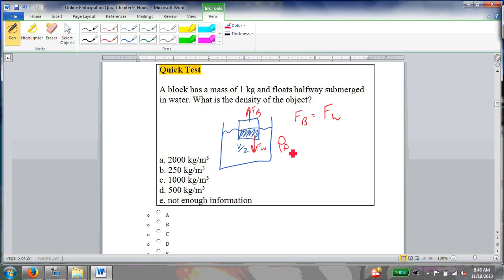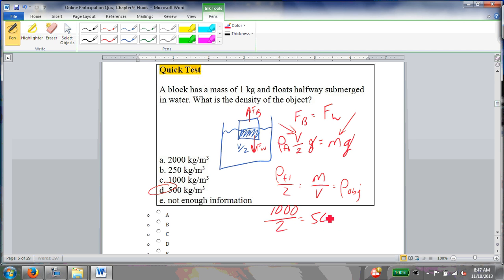F_B is the density of the fluid times the volume of the object divided by 2, because that's the volume that's submerged, times g, and that's equal to m times g. Notice my g's cancel. This is the mass of the block, and this is the volume of the block, so I can write this as the density of the fluid divided by 2 is equal to the mass over volume, and that's equal to the density of the object. So the density of this object is half the density of the fluid. This is water, so it's D, 500. It's 1,000, the density of water, divided by 2, which is 500.